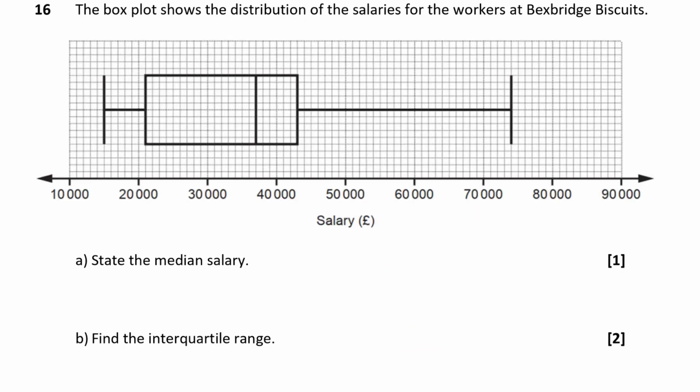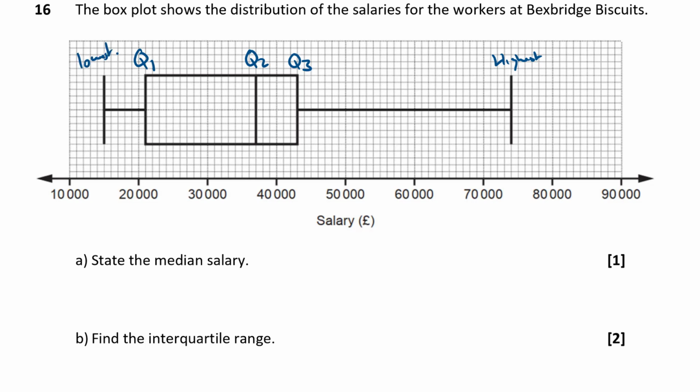7.2%. Question 16, the box plot shows the distribution of salaries for the workers at Bexbridge Biscuits. And we've got a box plot. When you've got a box plot, the lower line here, this is Q1, the lower quartile. The line in the middle is Q2, also known as the median, and this one up here is Q3, the upper quartile. The whiskers then go out to the highest value in your data set up this end, and the lowest value in your data set down this end.